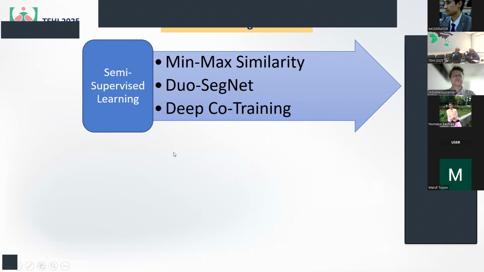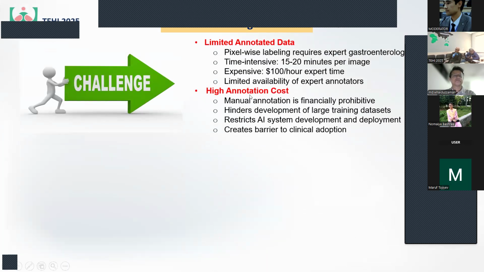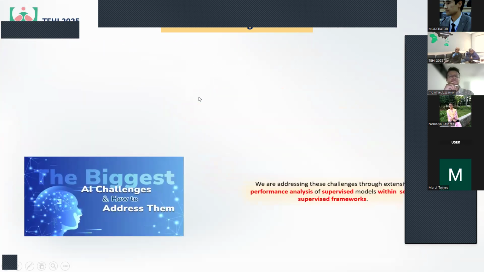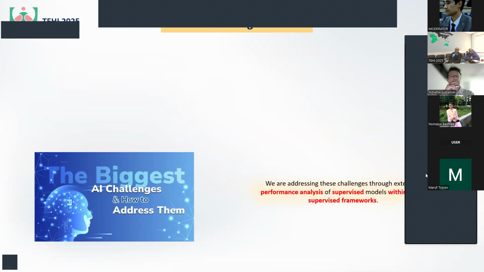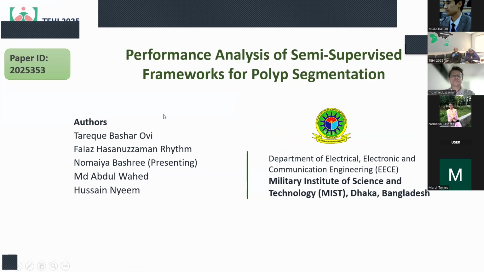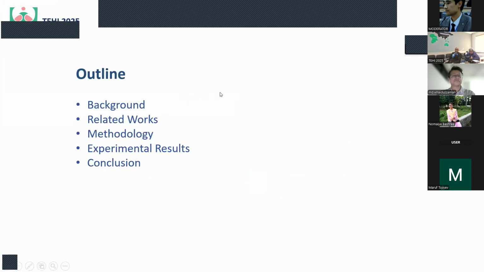Semi-supervised learning approaches are based on min-max similarity, dual segment, and deep co-training. There are some limitations, such as the need for highly annotated data and annotation cost. We address these challenges through an extensive performance analysis of models within semi-supervised frameworks. I am Numaya Bashri, and I will present this paper on performance analysis of semi-supervised frameworks for polyp segmentation. This is our team, and we are all from MIST, Dhaka, Bangladesh. This is our paper ID. The presentation outline is shown here.